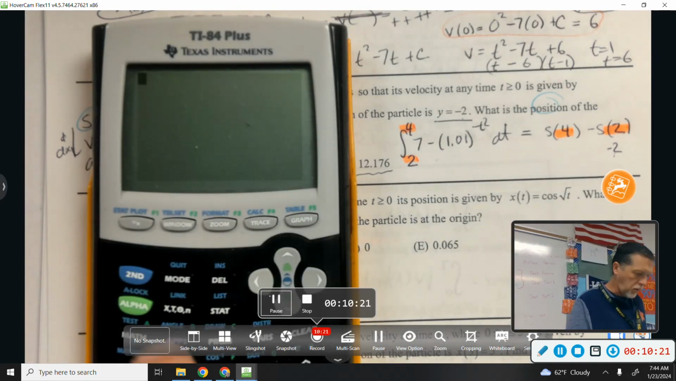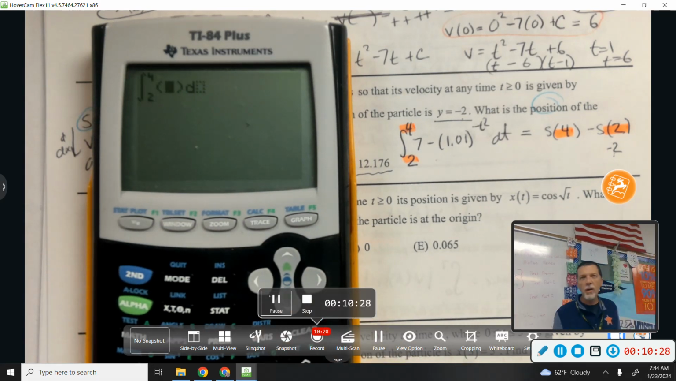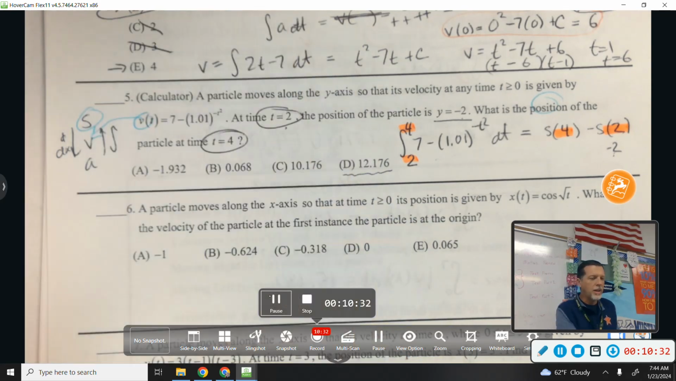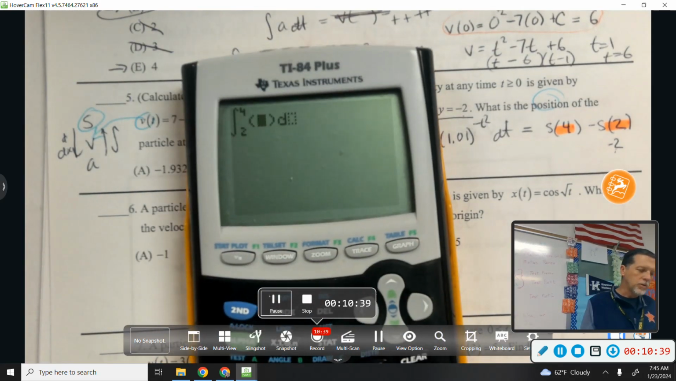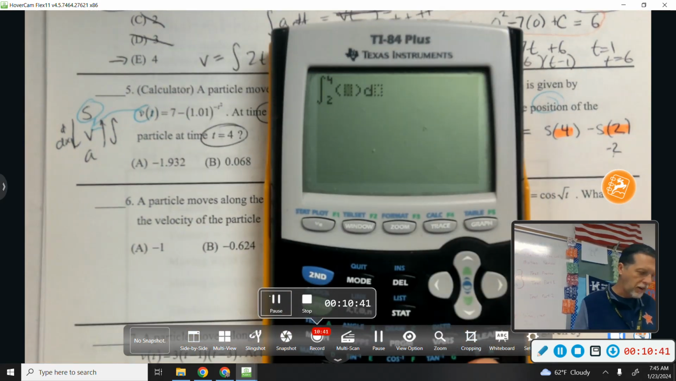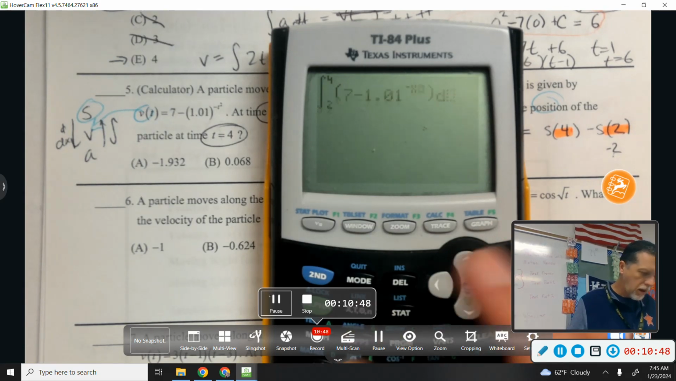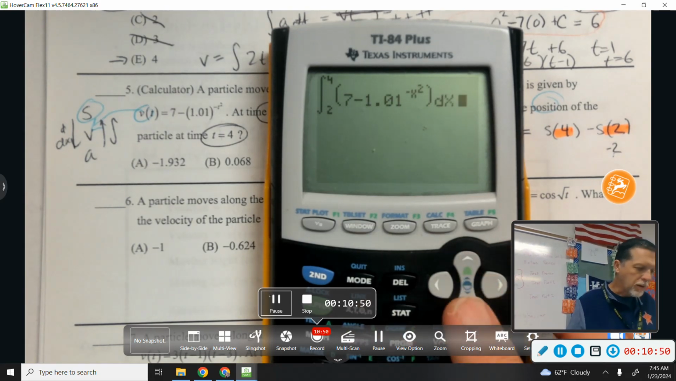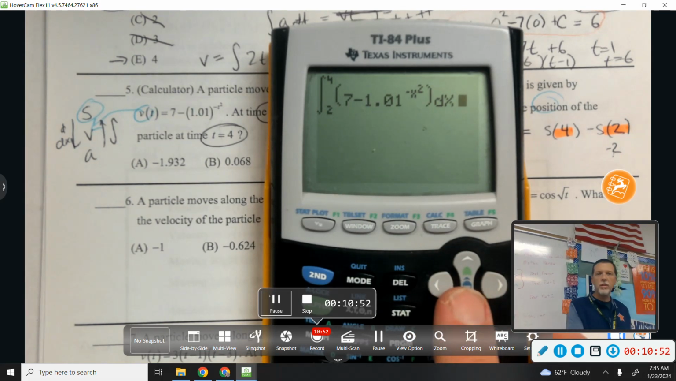Let's see, so math 9, 2 to 4. Yesterday I used Y1 a lot, the vars thing. I can do that here, but I don't need that equation for anything else. I don't need to graph it. So rather than doing y equals and y1, I'm just going to type it in right here. Again, if you want to put it in y1 and then do the integral of y1, that's fine.